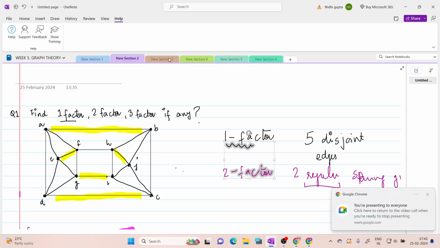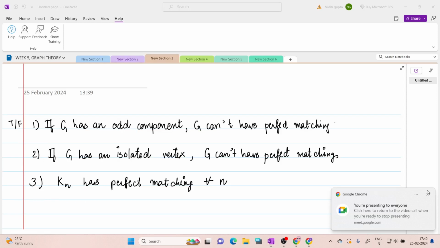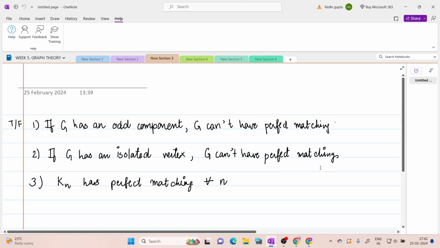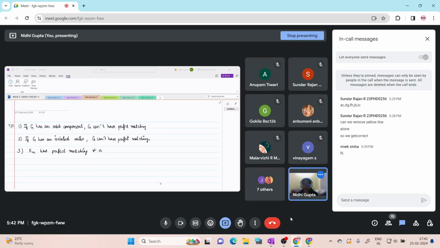So now these are simple true false questions. First is that if G has an odd component, G can't have perfect matching. True or false? So G is a graph. It is true, ma'am. Okay, so you are saying it is true.